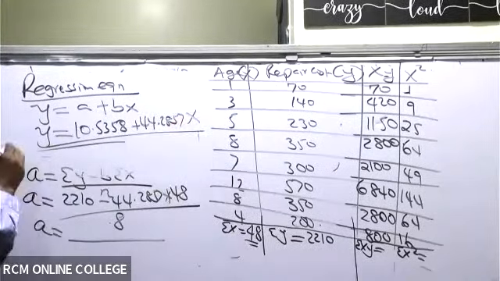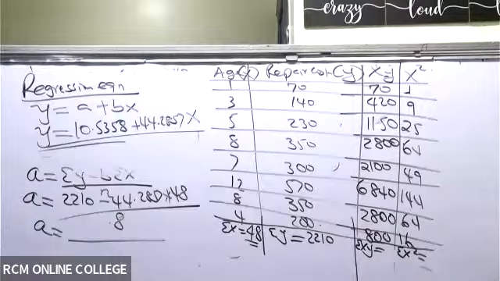So we must reach there. Once we reach there, then we have answered the first question. And remember, in the second question, they want us to interpret the meaning of the coefficients.